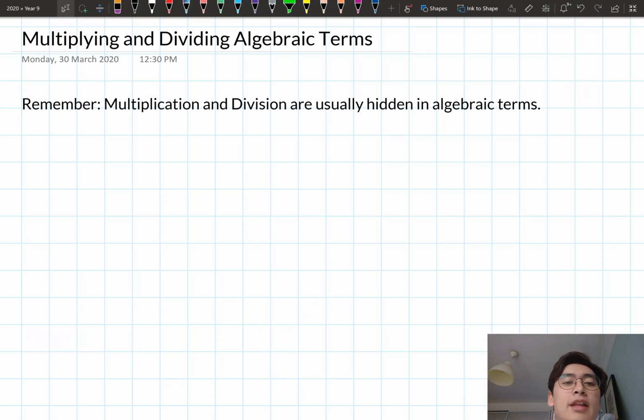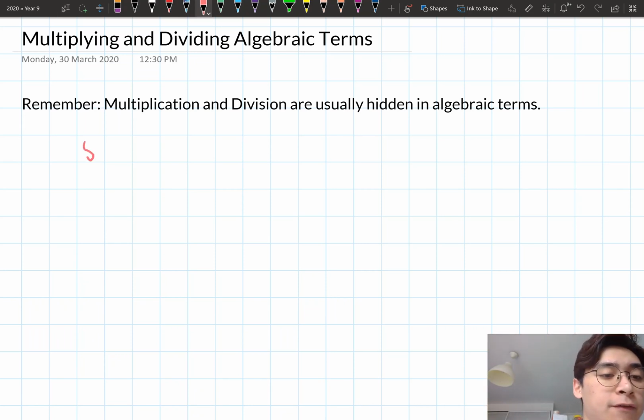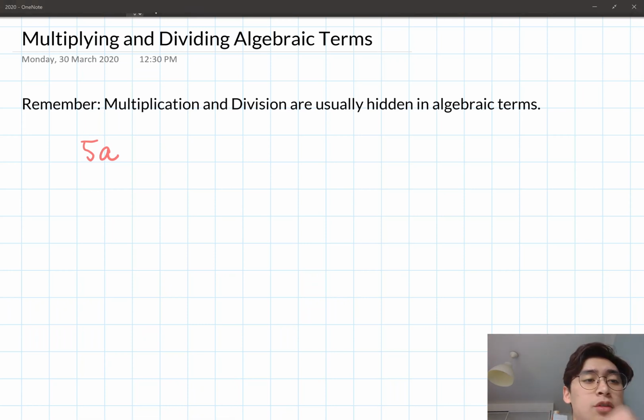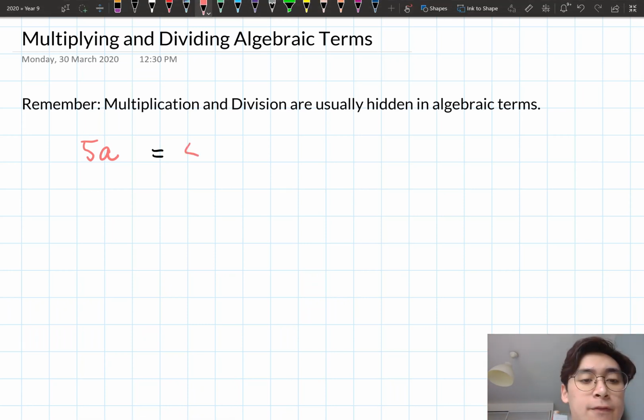So when we're multiplying and dividing algebraic terms, the thing to remember is that with algebra, which is this whole topic that we're doing, multiplication and division are usually hidden when we write our algebraic term. So let me just remind you, when you see the expression 5a, what does that tell you? Well, that just tells you I'm actually doing 5 times a. So when we're doing multiplication in algebra, we usually hide our multiplication step.